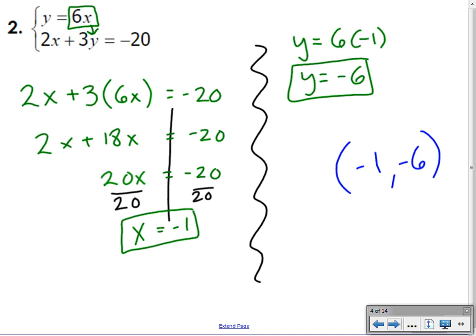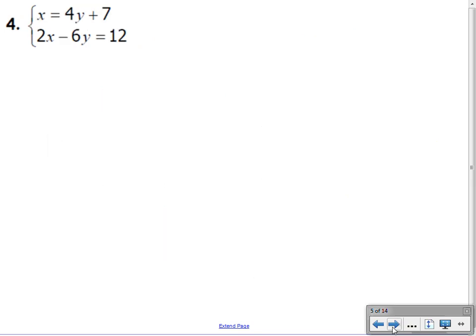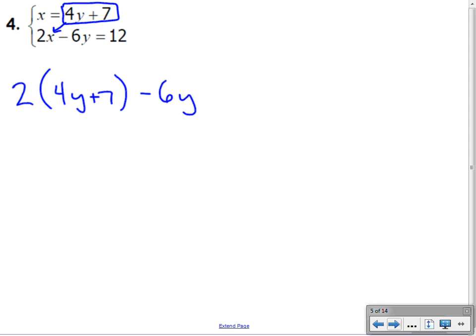Now, one of the equations has been solved for y, and we make that substitution for y. But it doesn't necessarily have to be y. In this example, we have x solved for, and we know that x is equal to 4y plus 7. So this time we're going to make a substitution for x. When we do this, we get a new equation: 2 times 4y plus 7 minus 6y equals 12. And we need to solve.